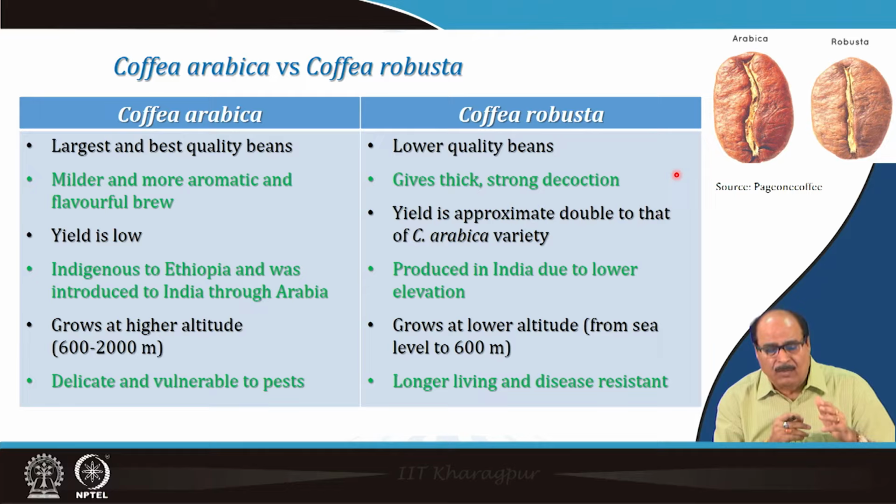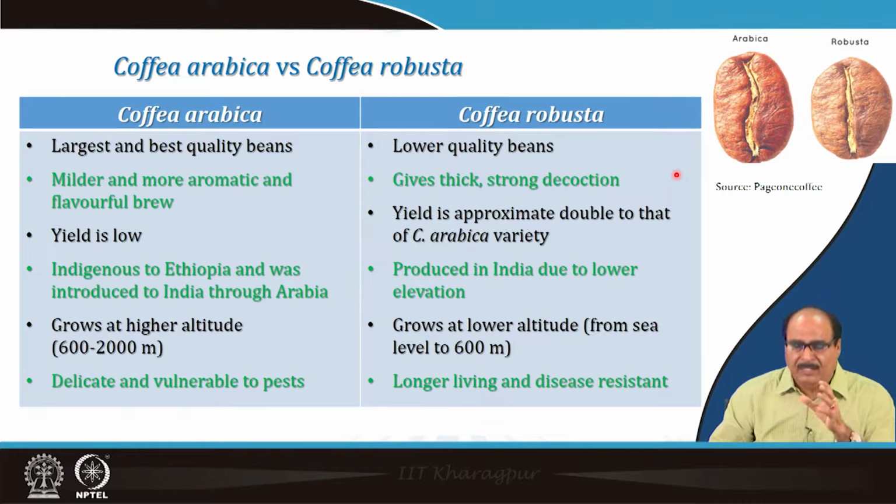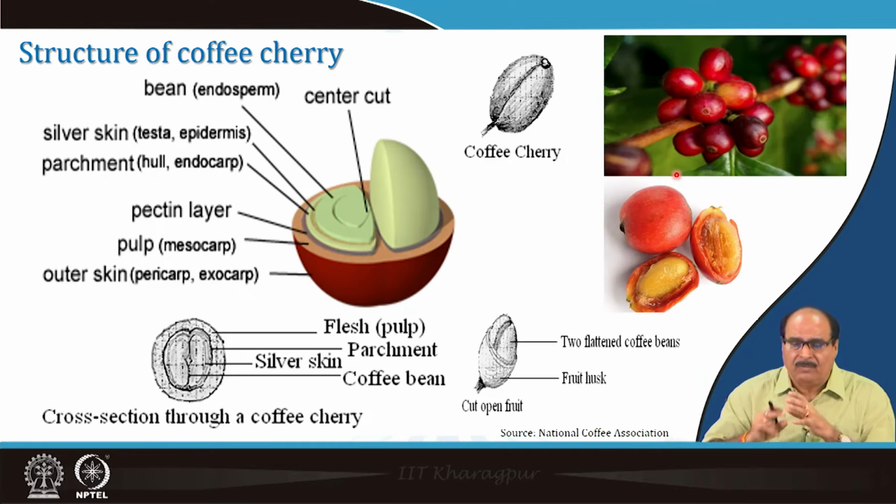Coffea robusta is produced in India due to the lower elevation. Coffea arabica grows at a higher altitude, maybe 600 to 2000 meters. Coffea robusta can be grown at a comparatively lower altitude, from sea level to 600 meters or so. Coffea arabica is delicate and vulnerable to pests, and Coffea robusta is a longer living and disease resistant variety. So, in India, Coffea robusta has found much favor.